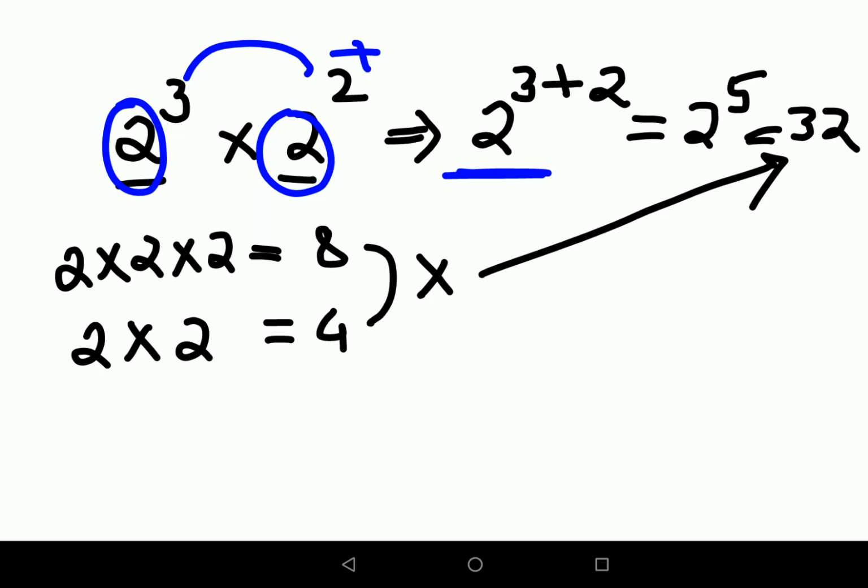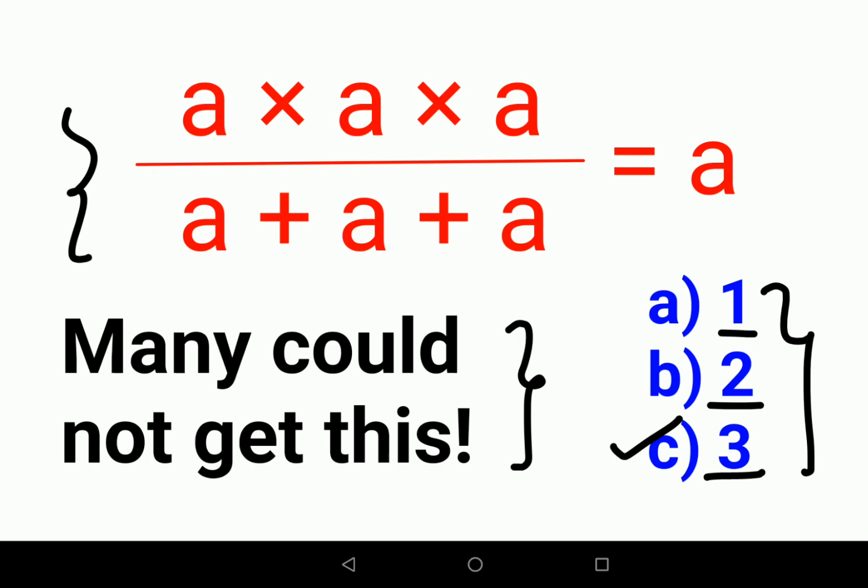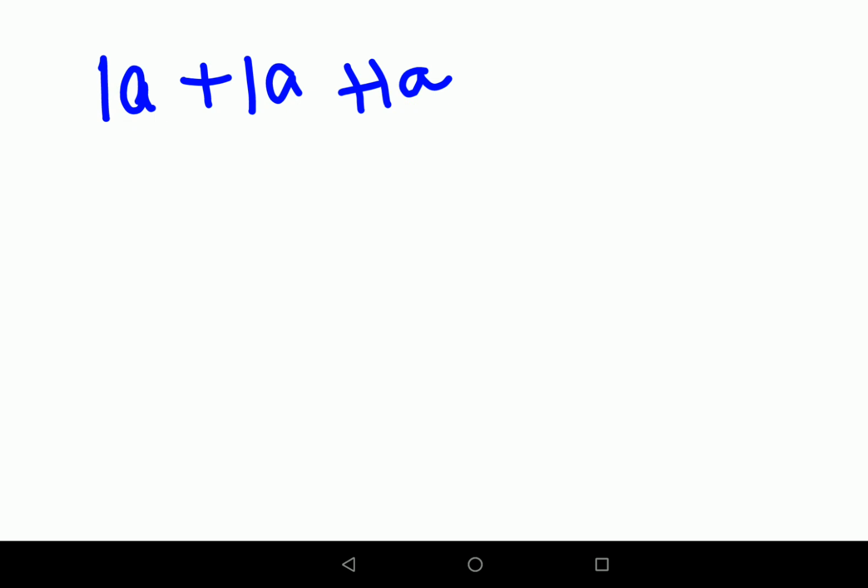Now when you look at your question, you must have understood that for a into a, we can add the indices. Now what happens when you have a plus a plus a? Let's look at that as well. In case of additions, you just have to add the coefficients.